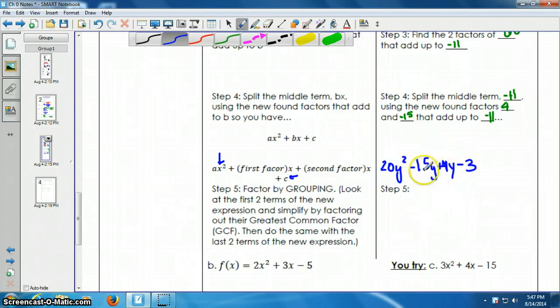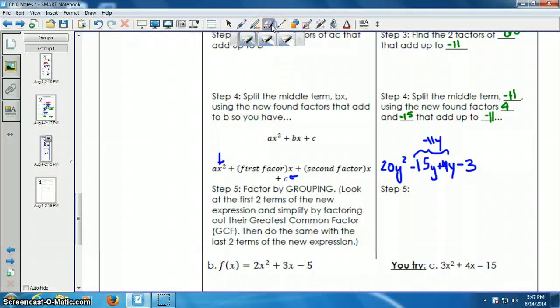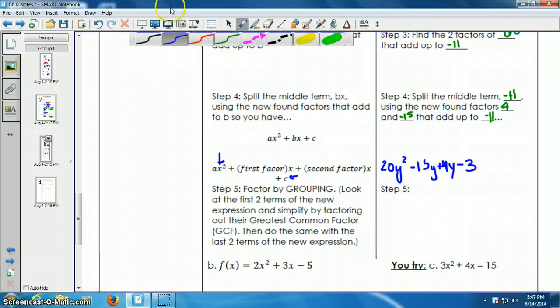Okay, so the only thing that changed from above is this right here. It used to be negative 11y, and we just changed it to be two terms that still add up to that same term. Right, now what we're going to do is we're going to group. So what we do is we group the first two terms, and we group the last two terms, and then we figure out what the greatest common factor is.